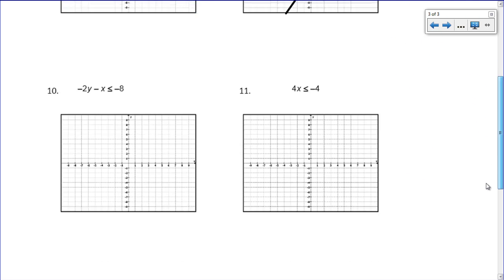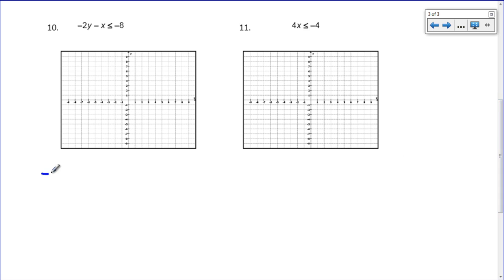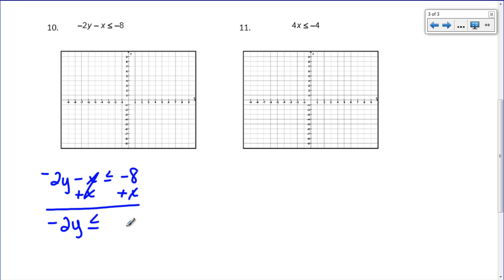So let's talk inequalities. The next two are inequalities. You're going to graph them the same way. Step 1, you want y by itself. So I'm going to do it down here underneath. I have -2y minus x is less than or equal to -8. Well, you've got to move the x term first. So add x. And like I said, I like to get the x to stay in the front. So this becomes x minus 8.